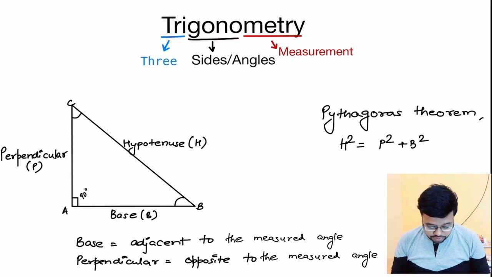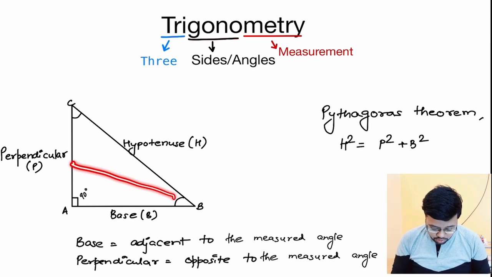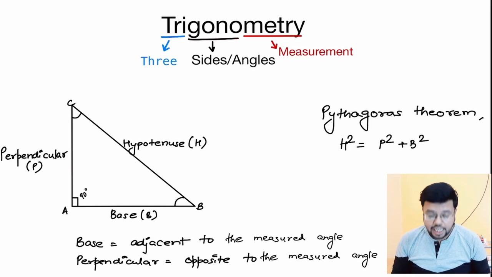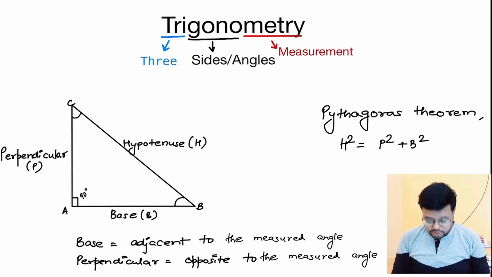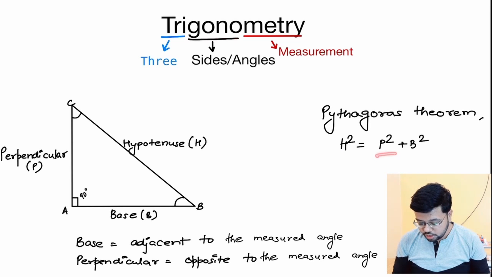The definition of these two sides depends on the angle in which we are measuring. Like if you are measuring the angle B, then the side opposite to this angle will be the perpendicular and the side that is adjacent to this angle will be its base. But if we calculate the angle C here, then the perpendicular for this angle will be this side and the base will be this side. The relationship between these three sides can be denoted by the Pythagoras theorem, where hypotenuse square equals perpendicular square plus base square.